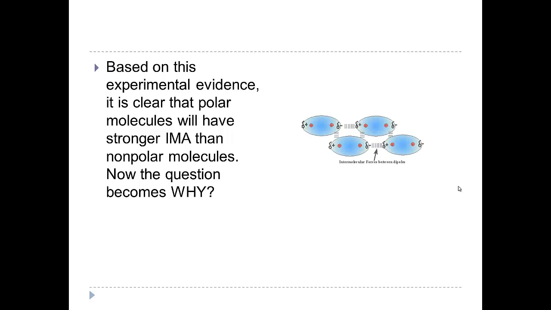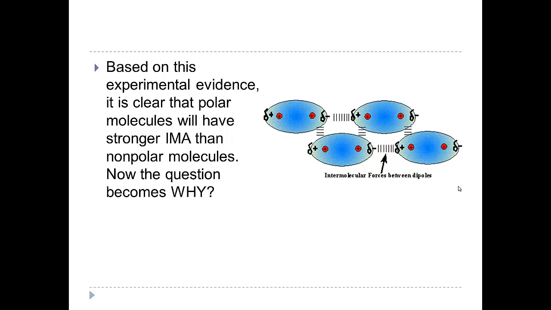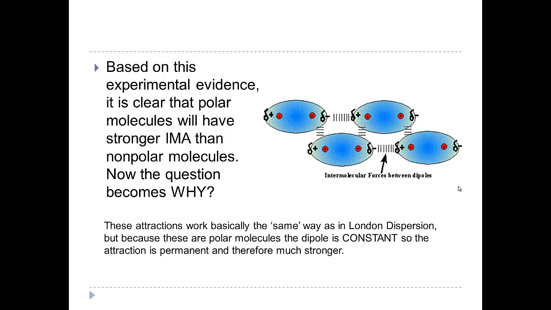Why does that happen? If you look at this diagram, you can see that you have your partial positive, partial negative charges there. And then the dashed lines there represent the intermolecular forces between the dipoles, and the negative end of one molecule will be attracted to the positive end of the other molecule. These attractions work essentially the same way as in London dispersion, but because these are polar molecules, the dipole is a constant, so the attraction is permanent and will therefore be much stronger.